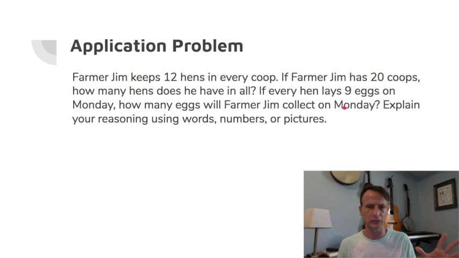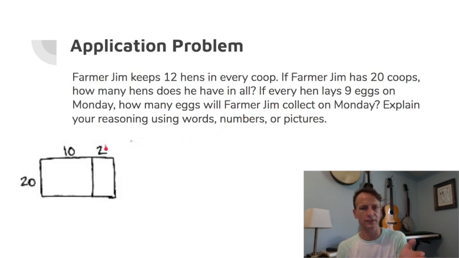Let's read that again. There's a whole lot going on there. 12 hens in each coop. 20 coops, how many does he have in all? Okay, let's work with that first, because we have 2 questions here, right? All right, so how many hens in all? We have 12 hens in every coop. Okay, so here's how I could draw this out.